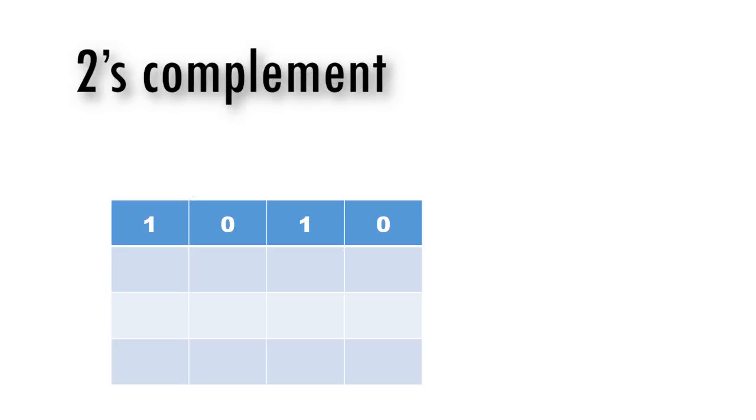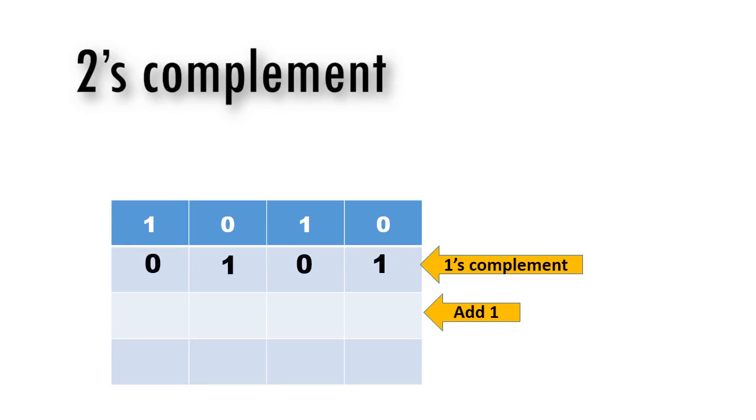Now let's see how to take the 2's complement of 1010. To begin with, we take the 1's complement of the given number. So now we have 0101. Now we shall add 1 to the complemented value. After the addition, the final answer is 0110.